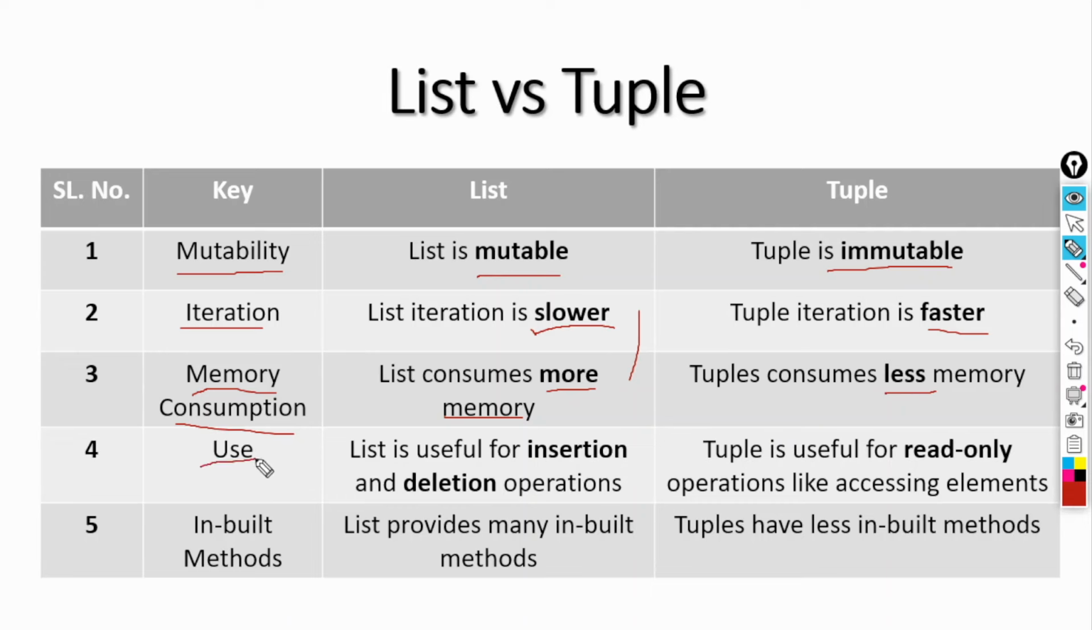Now, the major use of lists is for insertion and deletion operations. Also note that lists can also be used for various accessing operations and other manipulation operations as well. But mainly we use them for insertion and deletion because comparatively they are slower and consume much more memory. While tuples, on the contrary, are read-only. We use them for read-only operations, accessing elements, and so on.